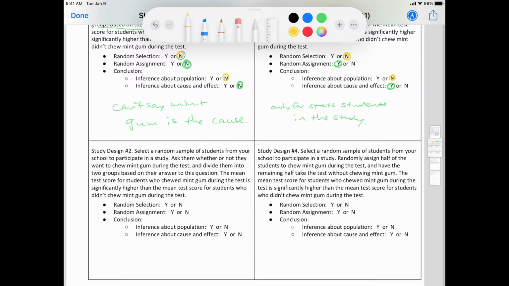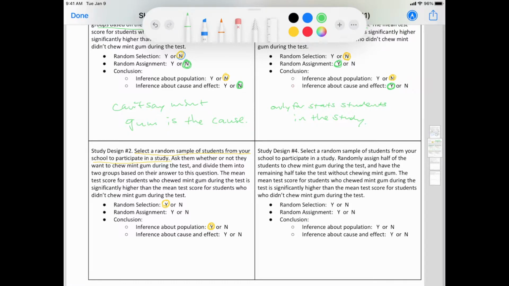All right, design 2. Select a random sample of students from your school to participate in the study. Okay, did we randomly select? Did we have random selection? Yes. Can we make an inference about the entire population of the school? Yes, we can. So this is a good thing.